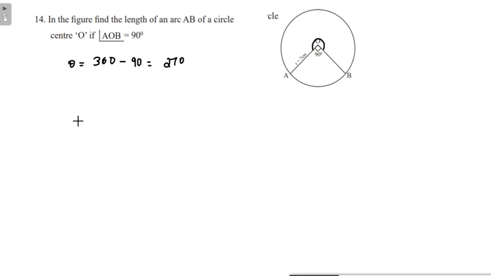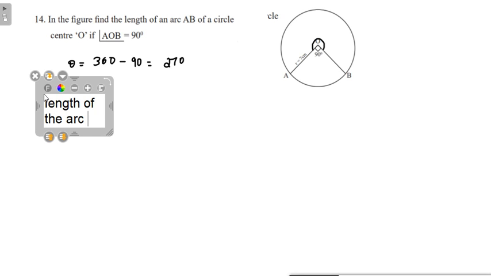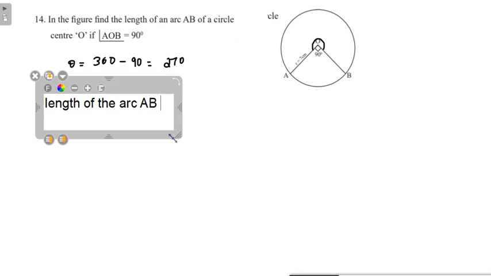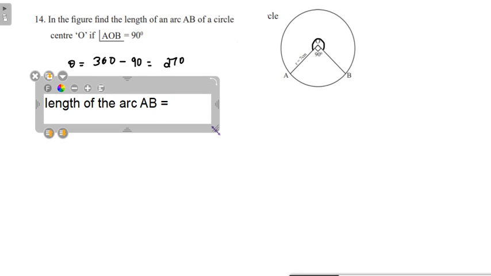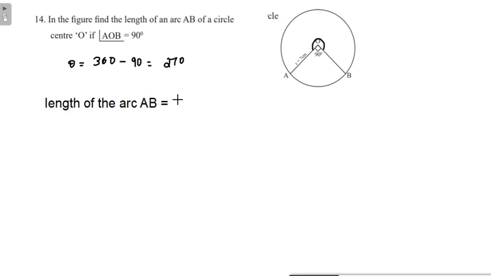So what is the formula here? You have to find the length of the arc AB. So to find the length of the arc, length of the arc AB will be equal to theta divided by 360 into 2 pi r.